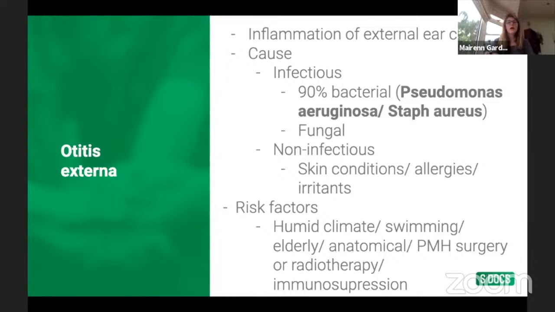Risk factors are linked with some of the causes: a humid climate or swimming. Otitis externa might also be called swimmer's ear because it is quite prevalent in the swimming population. Also the elderly, and anatomical variants, so again, patients with Down syndrome are more at risk of this. Any past medical history of surgery or radiotherapy to the ear, and also immunosuppression. With immunosuppression, this is quite important because patients with diabetes or who are immunosuppressed are actually more likely to get the complications of otitis externa, which can be much more dangerous.